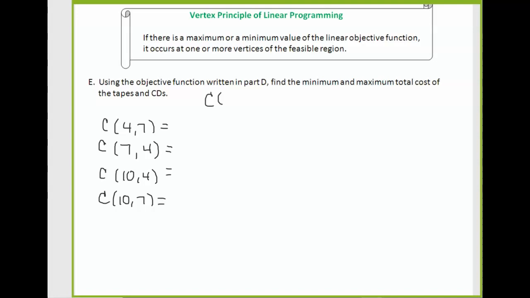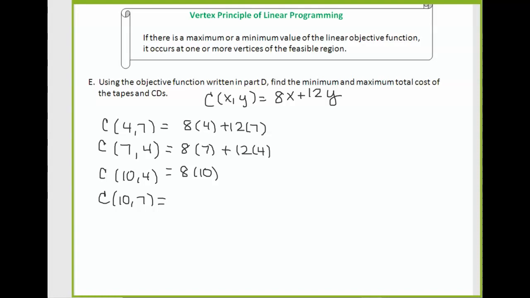So again, your cost function is C of x, y. Sometimes you'll see it written as C(x, y) because you need both an x and a y to get your answer. So you'd have 8 times 4 plus 12 times 7. 8 times 7 plus 12 times 4. 8 times 10 plus 12 times 4, and 8 times 10 plus 12 times 7.